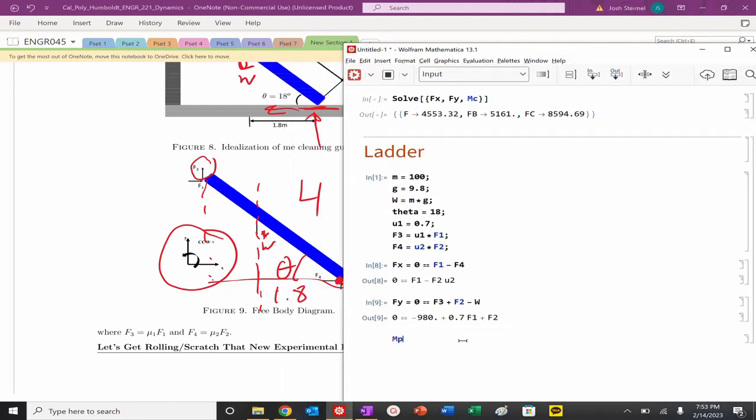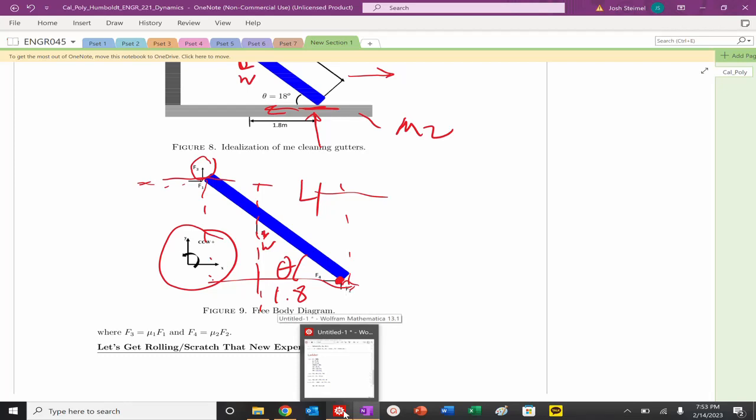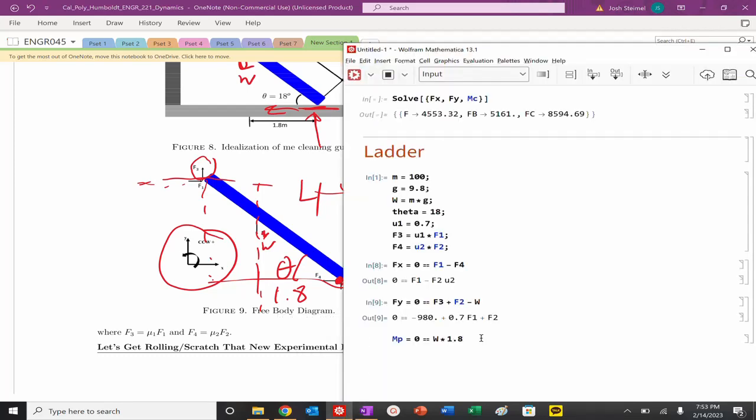So the moment about my point equals 0. First it's going to be weight times 1.8. That wasn't an intended pun. What about my F1? This is my line of action. The perpendicular distance will be, and I'm going into the board, so that's going to be a negative: minus F1 times 4 times sine of theta, because that's our distance.